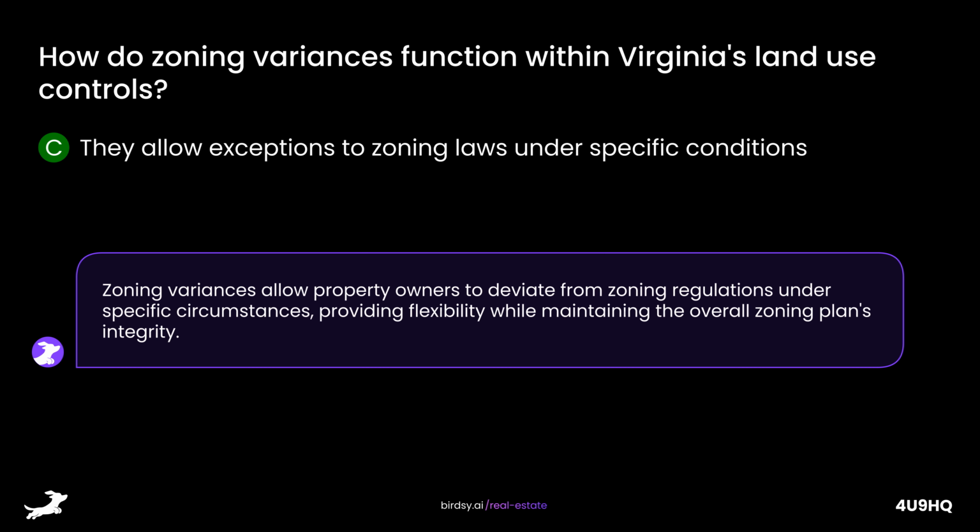Zoning variances allow property owners to deviate from zoning regulations under specific circumstances, providing flexibility while maintaining the overall zoning plan's integrity.